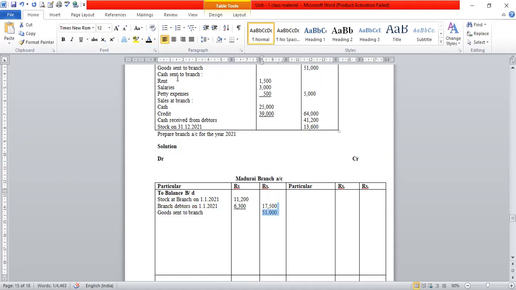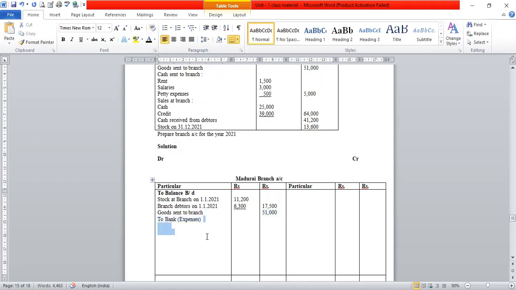Then the remaining item is cash sent to branch. They are sending the cash for working expenditures. They have to face working expenditures, that is rent, salary and petty expenses. So these three items should come under the name of to bank, bracket, expenses.